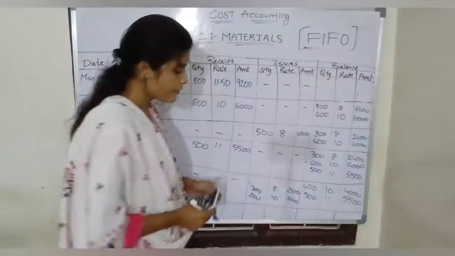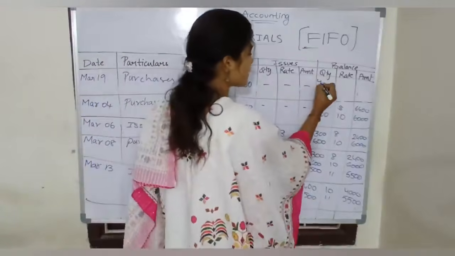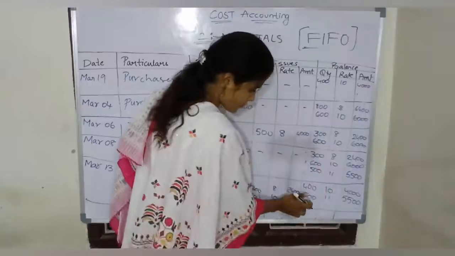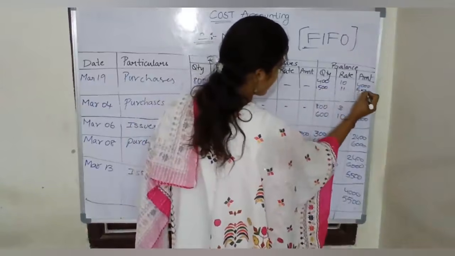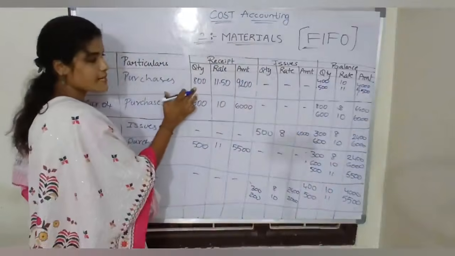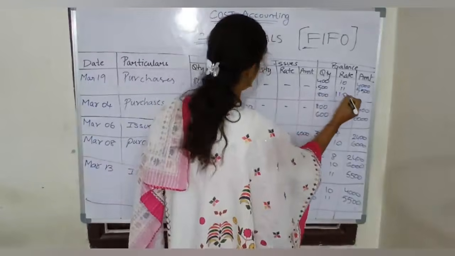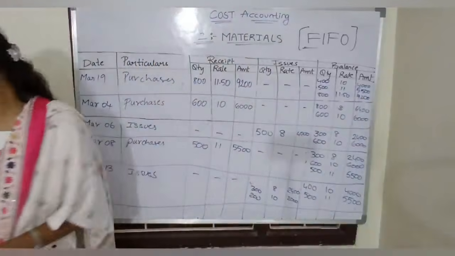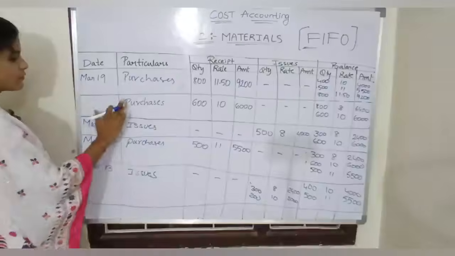9,200. Okay. What is the existing stock you are having in your godown? 400, 10, 4,000, 500, 11, 5,500. What is the new stock entering into the business? 800, 11.50, 9,200 is the amount. Okay. So that's the only thing in FIFO method.